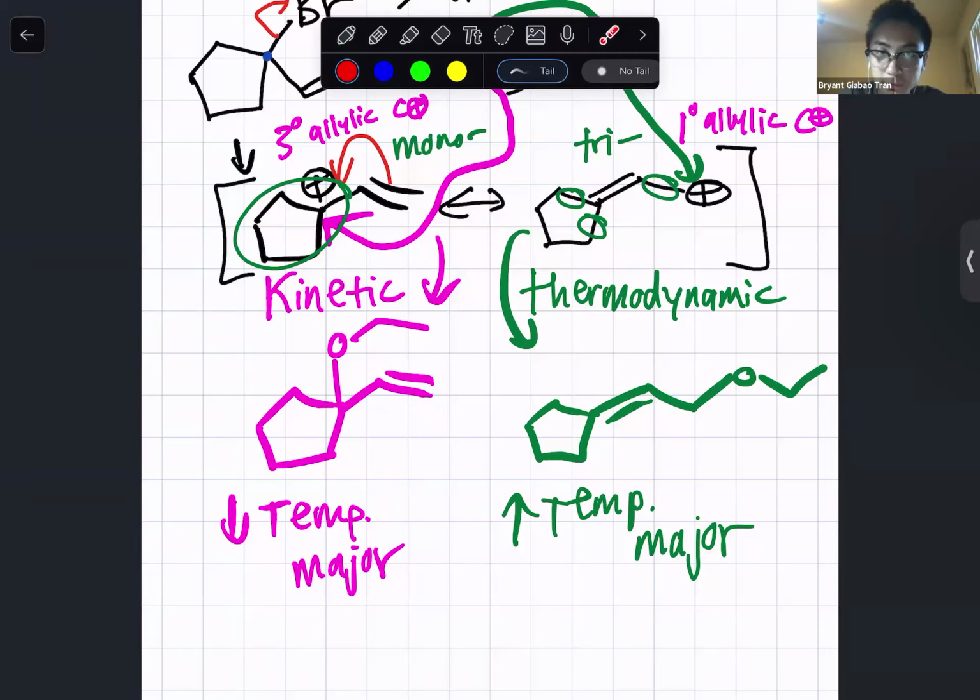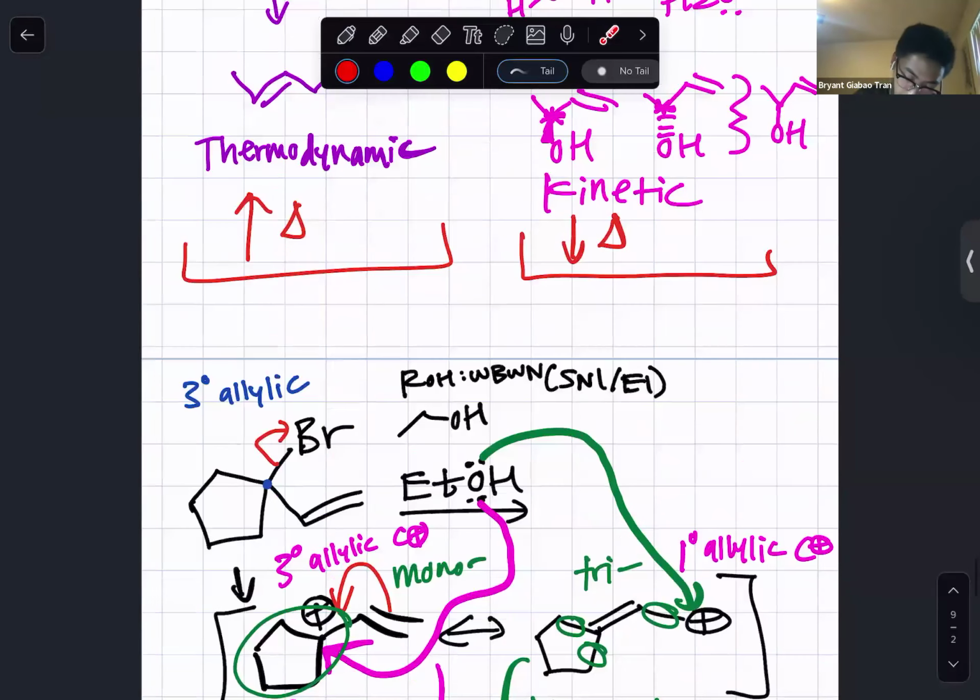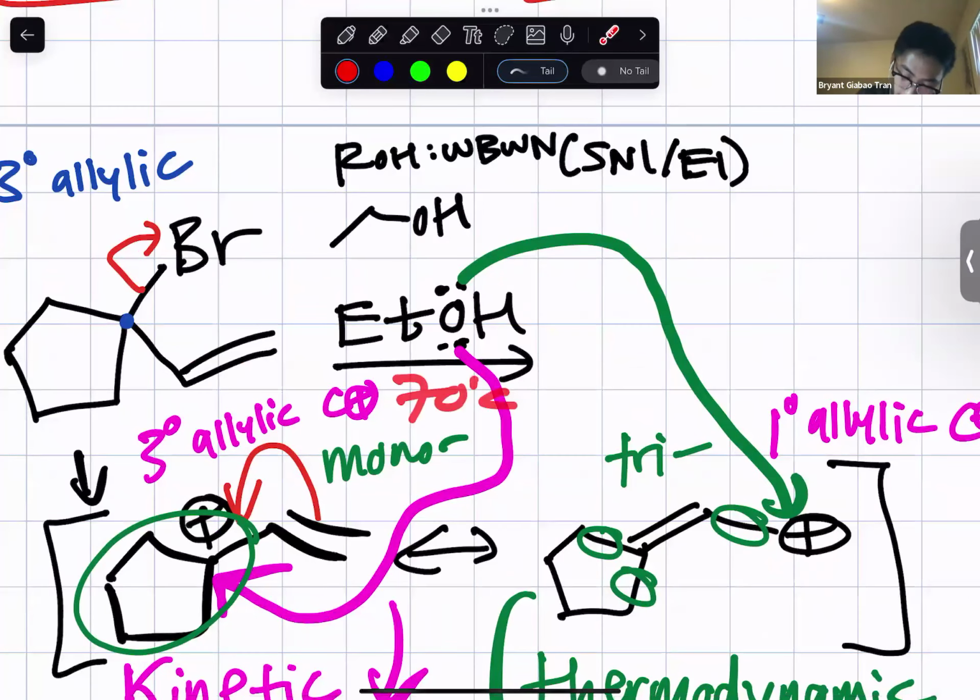Right. And he will give you temperature on the arrow. Like this arrow here will have like 70 degrees Celsius or 135 degrees Celsius, 180 degrees Celsius, something like that. But he'll tell you exactly what he wants.